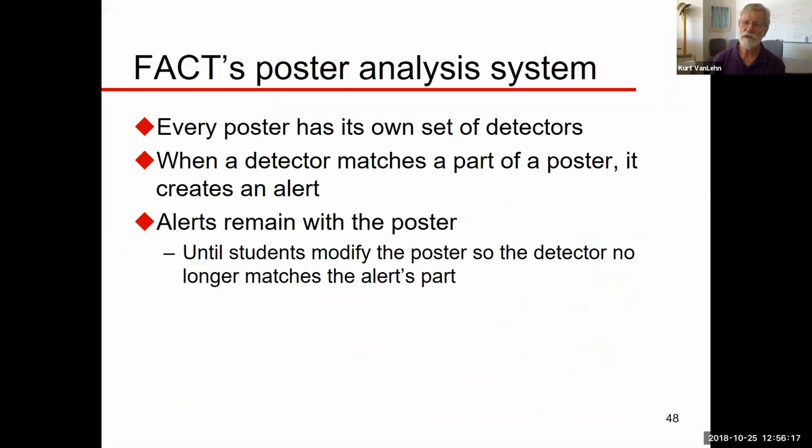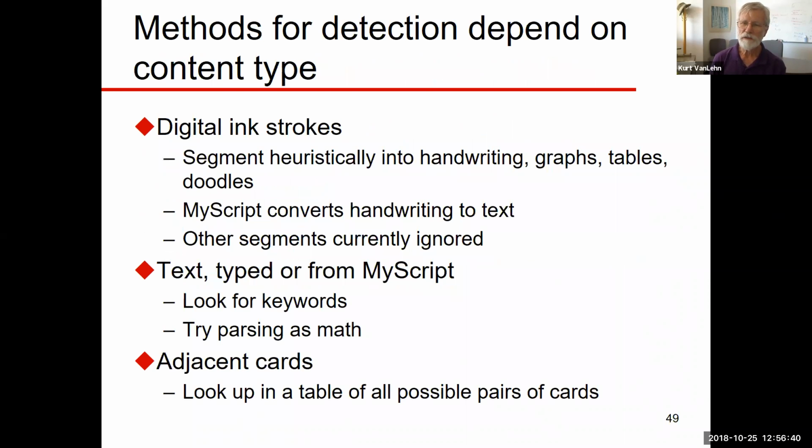So to do that, we associate a set of detectors with each poster. And a detector is designed to match some of the writing or card arrangements on the poster. And if it does match, then it posts an alert. The alerts stick with the poster, and only when the poster changes so that the detector is no longer valid, only then does the alert go away. Now, how the detection occurs depends very much upon what it's trying to detect. So we look at whether it's ink strokes, text, or card arrangements.